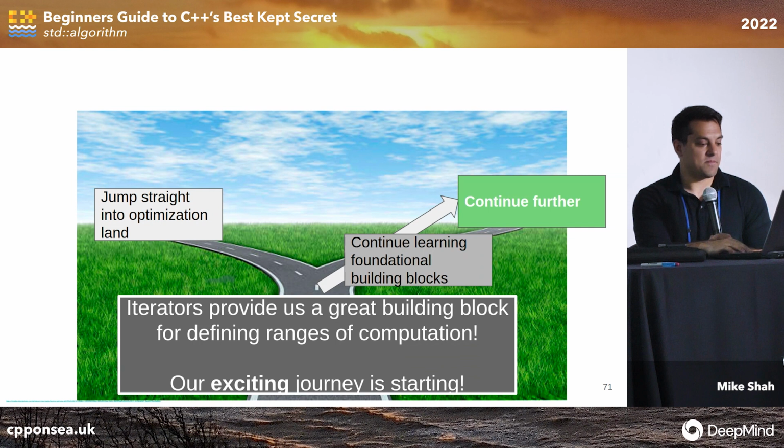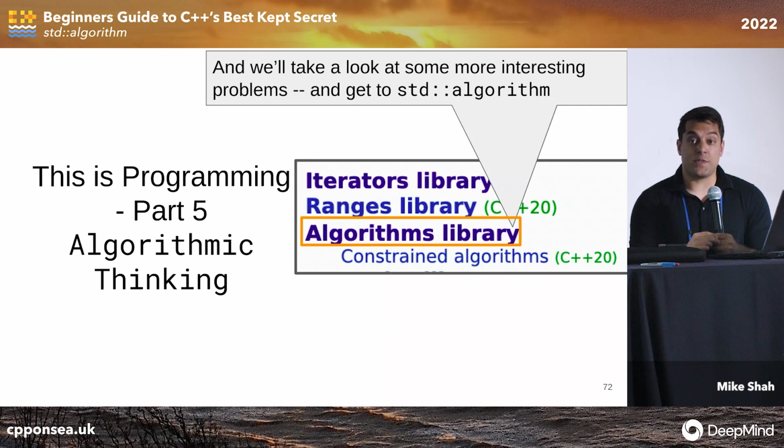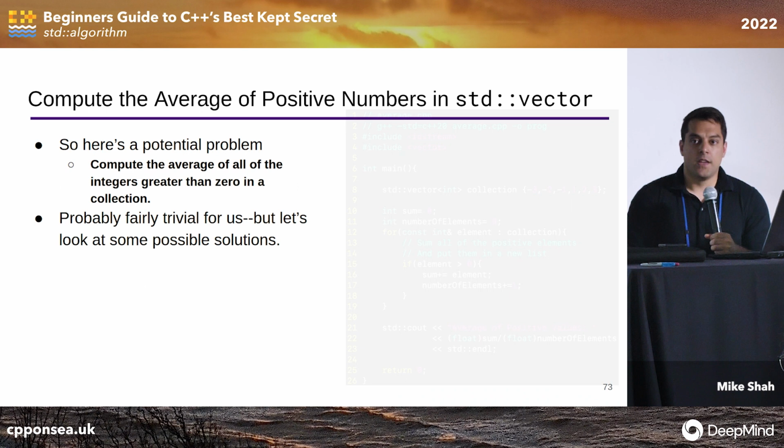So now let's go ahead and get into standard algorithm here, okay, and more algorithmic thinking. So I'm going to give a problem, and we're going to solve it, again, the sort of traditional way with raw loops, for loops, and then show it in standard algorithm. In fact, I'm going to solve it many times with many different examples.